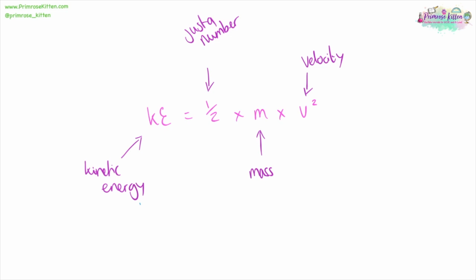To work out kinetic energy, that is half times mass times velocity squared. With kinetic energy being measured in joules, half is just a number, so we don't need units for that. Mass is measured in kilograms, and velocity is measured in meters per second. And it's important to note for this one that it is just the velocity squared, not the whole thing.